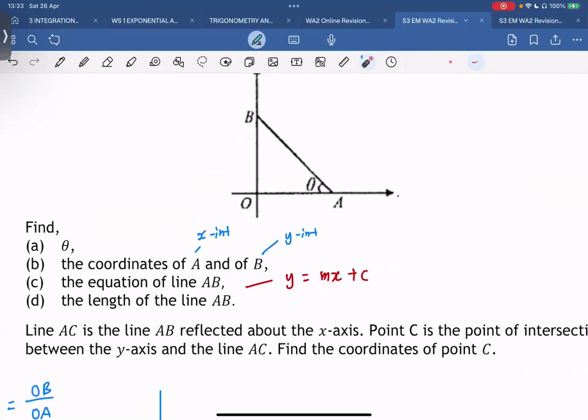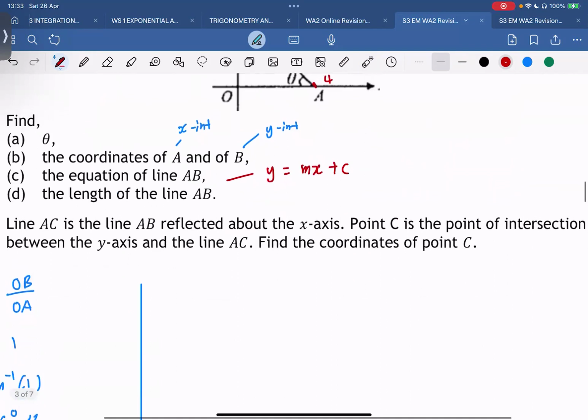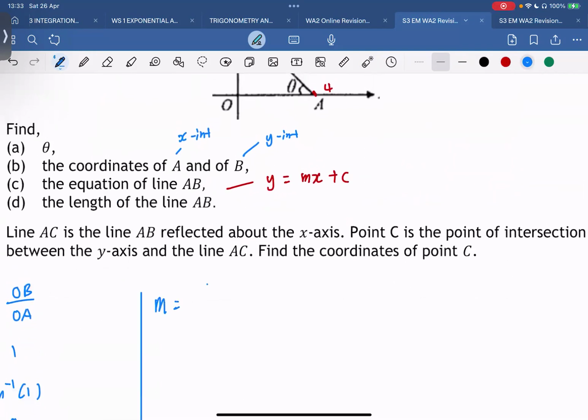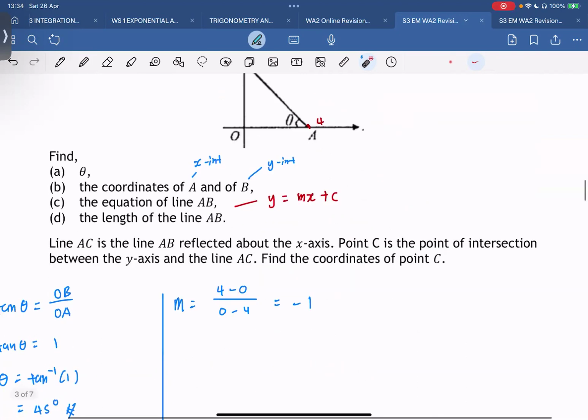And to find the value of the gradient, we can make use of the formula: gradient is (y2 - y1) over (x2 - x1). So let me write down the coordinates of A and the coordinates of B. To find the gradient, take y2 minus y1, so 4 minus 0 over 0 minus 4, which will give us -1. Which is correct because we know that line BA is downward sloping. That means your gradient must be negative. If somehow you get your gradient to be a positive value, then you know your answer is wrong because downward sloping must always give you a negative gradient.